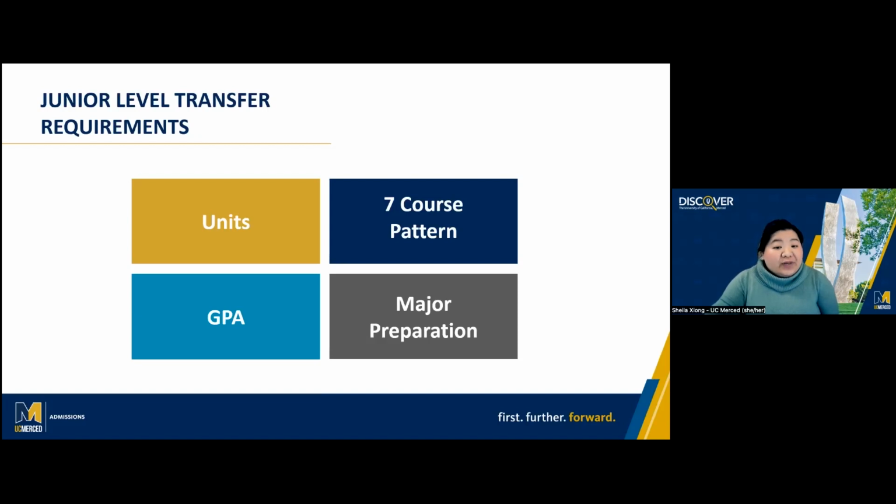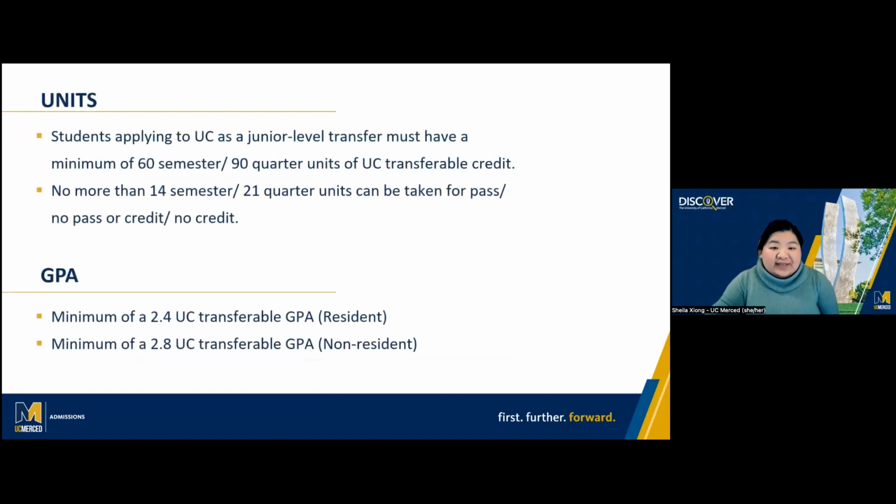We have the unit requirement, the GPA requirement, the 7 course pattern requirement, and major preparation. All 4 of these areas comprise the junior level transfer requirements that are needed for transferring to the UC. Let's take a look at a breakdown of each of these areas in more detail.